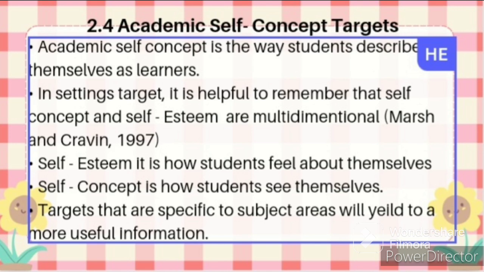And self-concept is how a student views or sees themselves in terms of their academic achievement and performance. So, self-concept and self-esteem are multidimensional according to Marsh and Craven in 1997. Both are multidimensional. It is best to avoid general measures for both self-concept and self-esteem. That is why we need to set targets on what we expect at the end of our lesson.